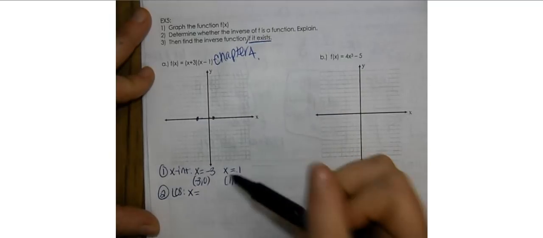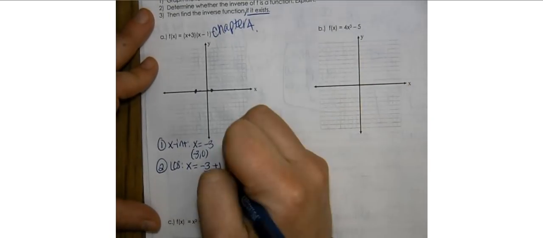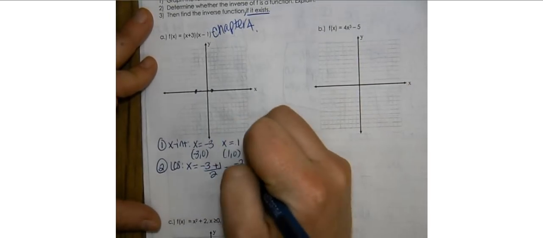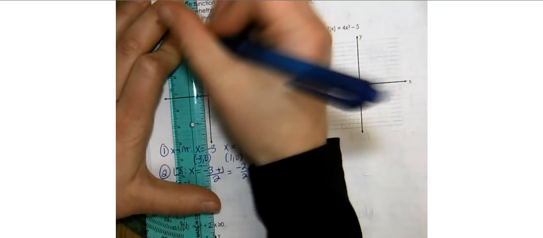The next thing we want to do is identify our line of symmetry. Our line of symmetry, that's the average of your x-intercepts. So that means that you take your x-intercepts and you average them. So I'm going to add -3 plus 1 and cut it in half. -3 plus 1, that's -2, and -2 over 2 is -1. So x equals -1 is my line of symmetry. So I'm going to go to where my line of symmetry is at x equals -1, and I'm going to draw a vertical dashed line.